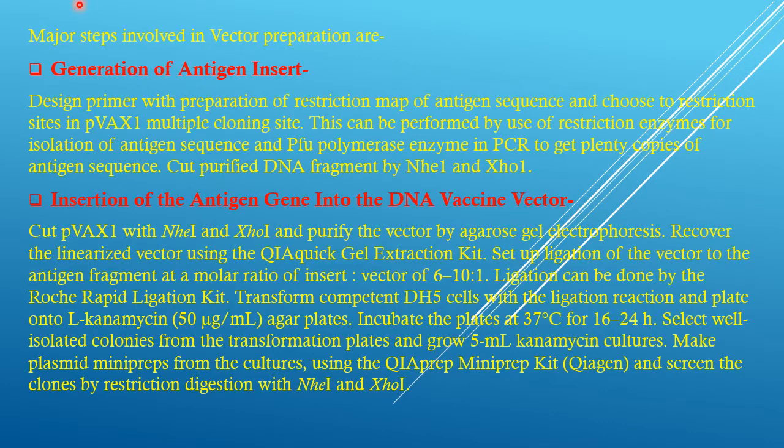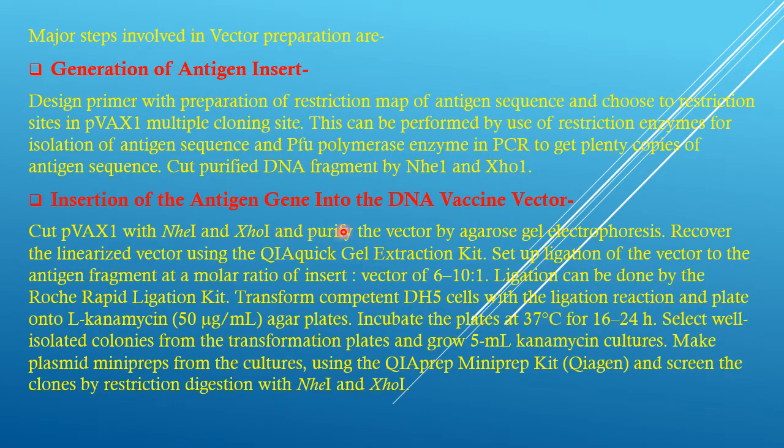Talking about Pfu DNA polymerase, it is an enzyme found in the hyperthermophilic archaeon Pyrococcus furiosus, where it functions to copy the organism's DNA during cell division. So when we are getting multiple copies in PCR, this Pfu enzyme is used, and after we get plenty of copies, we cut the purified DNA fragment by these two restriction enzymes.